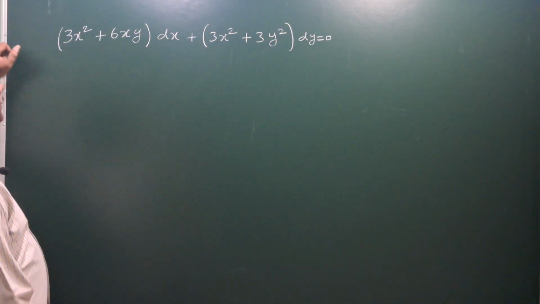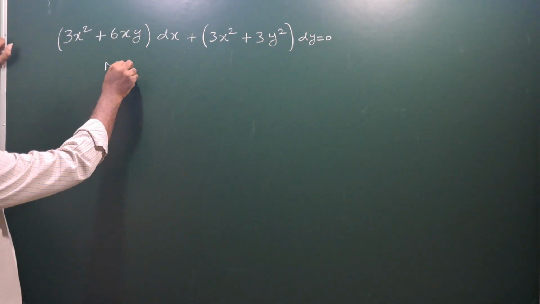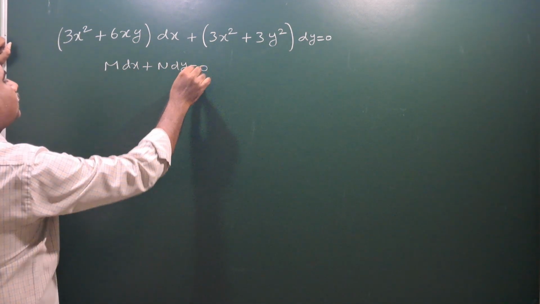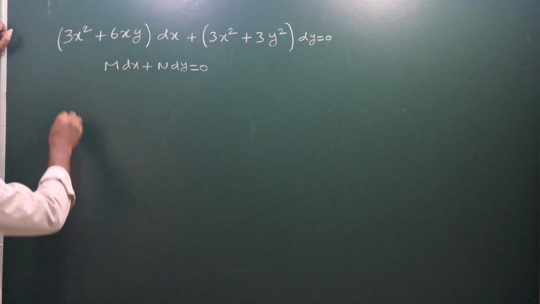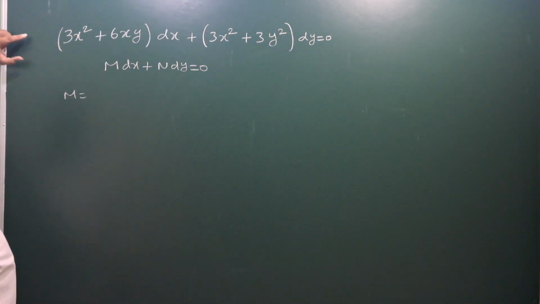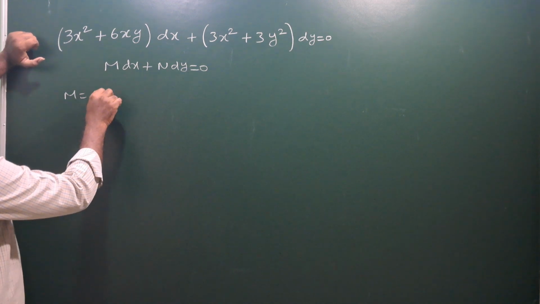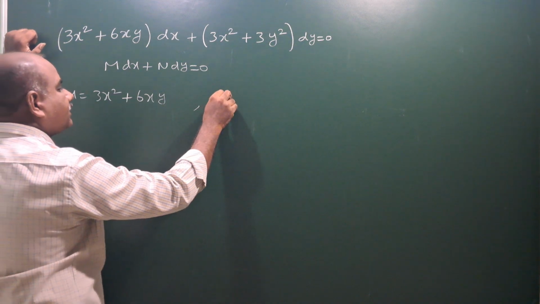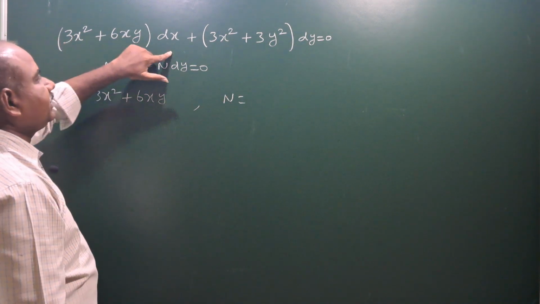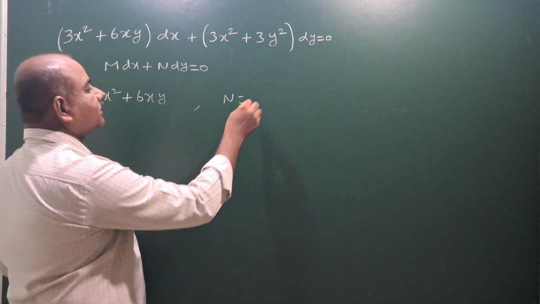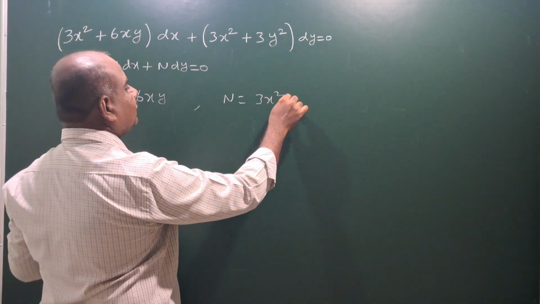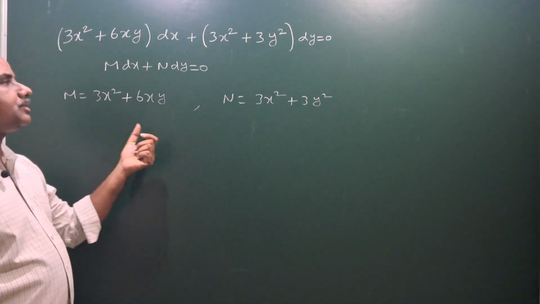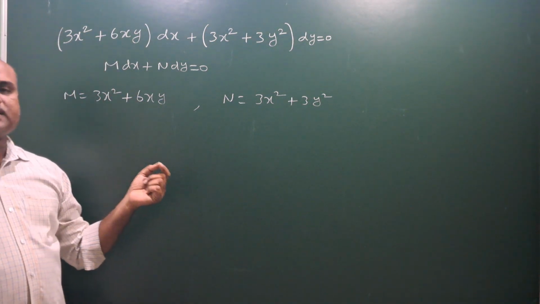So first of all, we have to compare the given equation with M dx + N dy = 0. Write the values of M and N like this. M is equal to 3x² + 6xy, and this is M dx plus N dy, so N is equal to 3x² + 3y². Now we have to check whether this differential equation is exact or not.